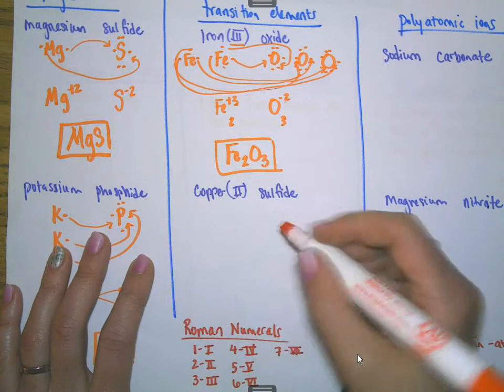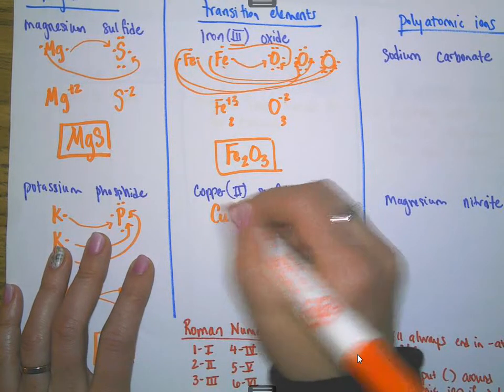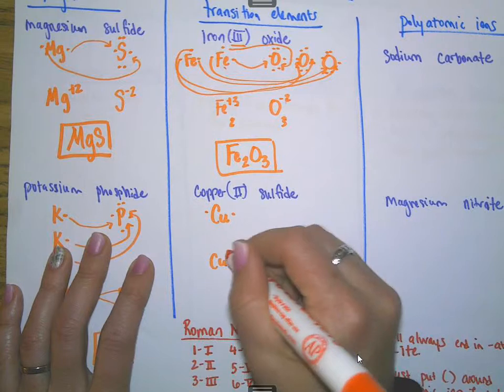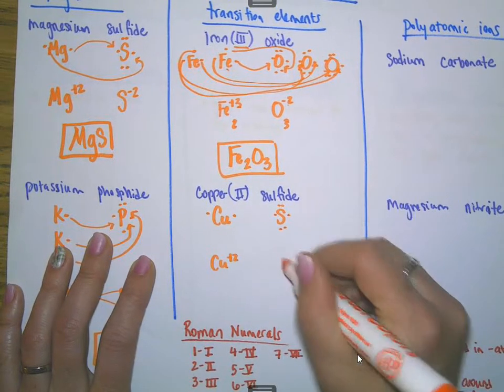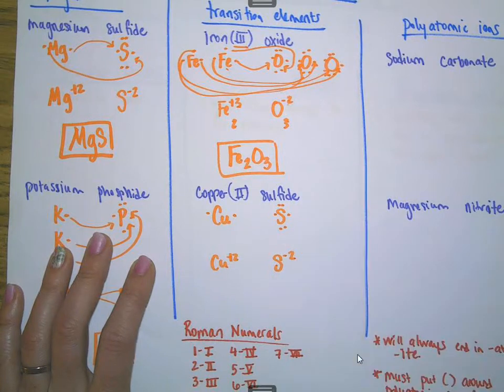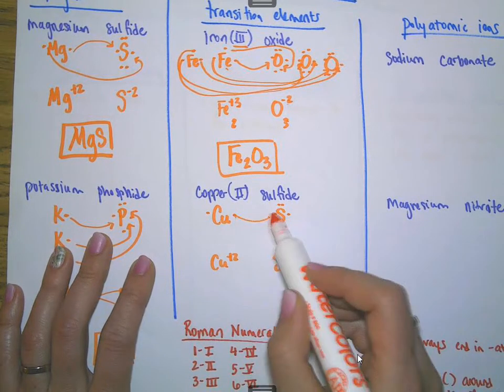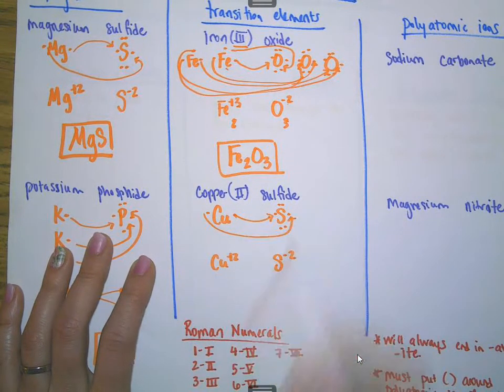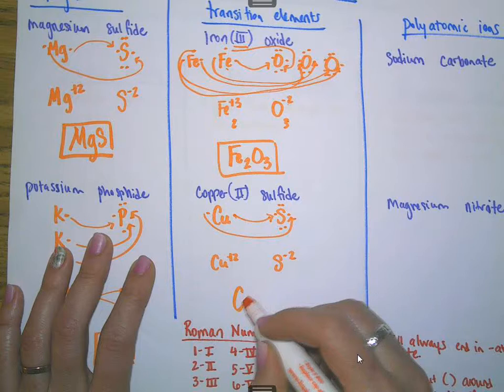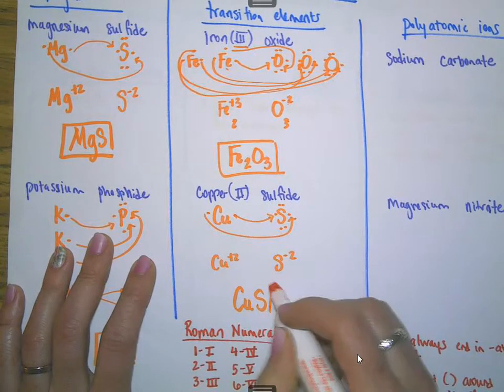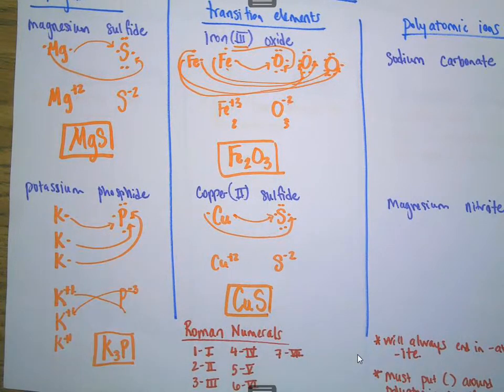Copper 2 sulfide. Copper 2 has 2 dots. It has a charge of +2. Sulfur has 6 dots. Sulfur also has a charge of -2. Well, 1 electron, 2 electrons. This one's done. Same thing with the charges. +2 and -2 add up to equal 0. So this one's easier. The end formula is CuS.